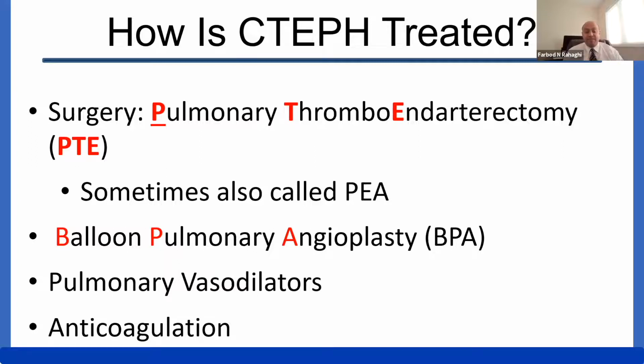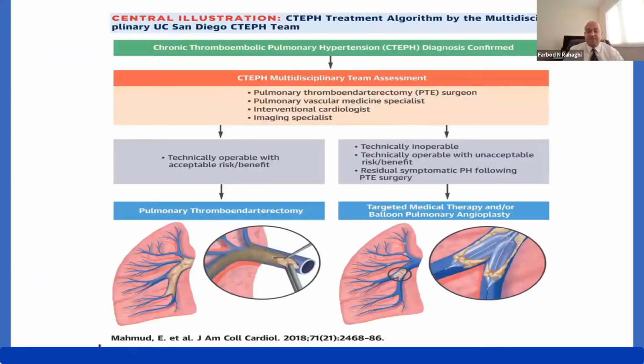The second type of therapy is called balloon pulmonary angioplasty. And this is a catheter-based intervention, which we'll describe. And then the last type of treatment is medical treatment with pulmonary vasodilators, which many of you are familiar with for treatment of pulmonary arterial hypertension.